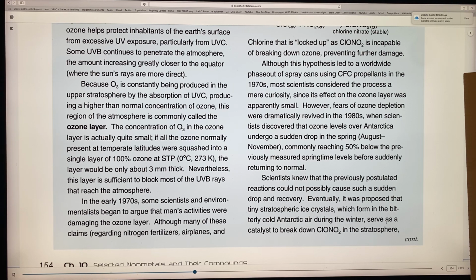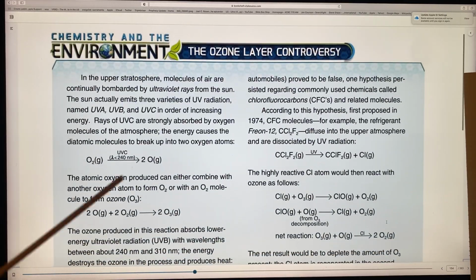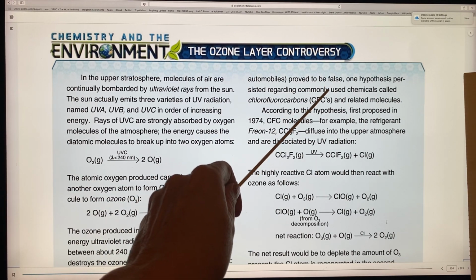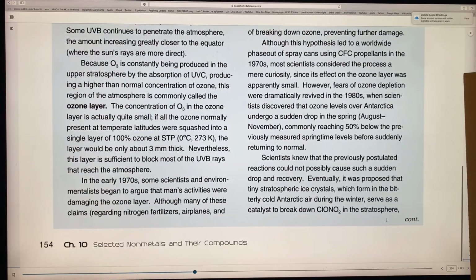The fears of this ozone depletion were revived then in the 1980s, and they were saying that ozone over Antarctica was suddenly dropping in the spring, probably due, they felt, to all of our CFCs. What CFC stands for is chlorofluorocarbons, chlorine fluorocarbons. And they basically wanted to get rid of those so that we wouldn't have a problem with the ozone layer.